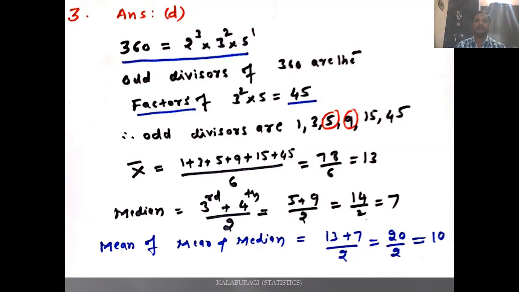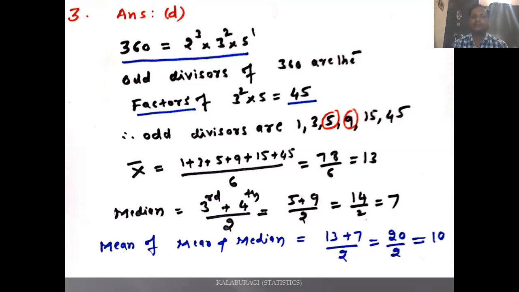What is 3 square into 5? 3 square is 9, into 5 is 45. So the odd divisors of 360 are the factors of 45. We write the factors of 45, and those become the odd divisors of 360. The factors of 45 are 1, 3, 5, 9, 15 and 45. These are the odd divisors of 360 as well as the factors of 45.